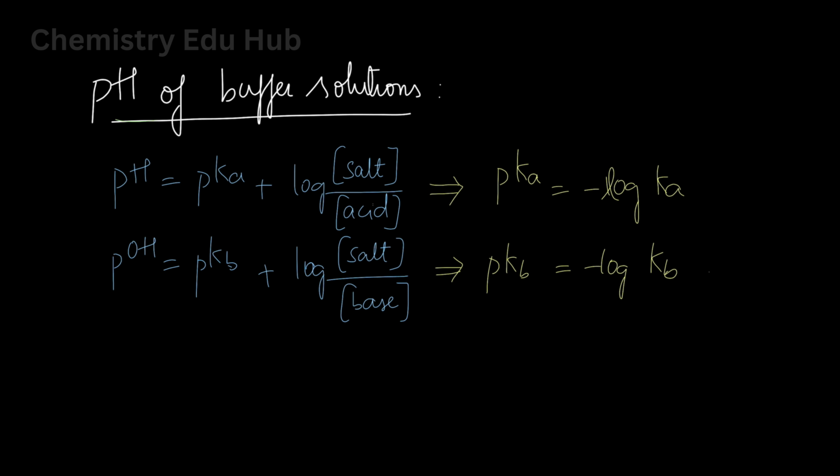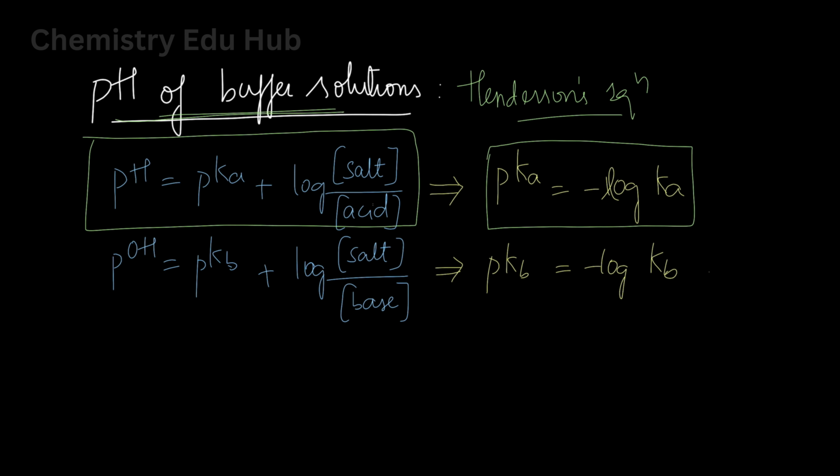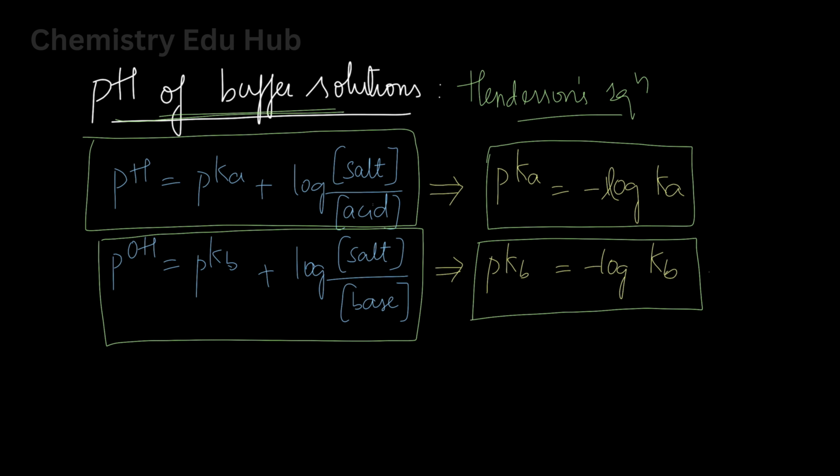The pH of these buffer solutions can be calculated by using Henderson's equation. This is the name of the scientist. So pH is equal to pKa plus log of concentration of salt by concentration of acid, where pKa for the acid is equal to minus log of Ka. Similarly, for pOH we use the formula pKb plus log of concentration of salt by base, where pKb is nothing but the negative logarithm of Kb. What are Ka and Kb? The acid dissociation constant and the base dissociation constant.